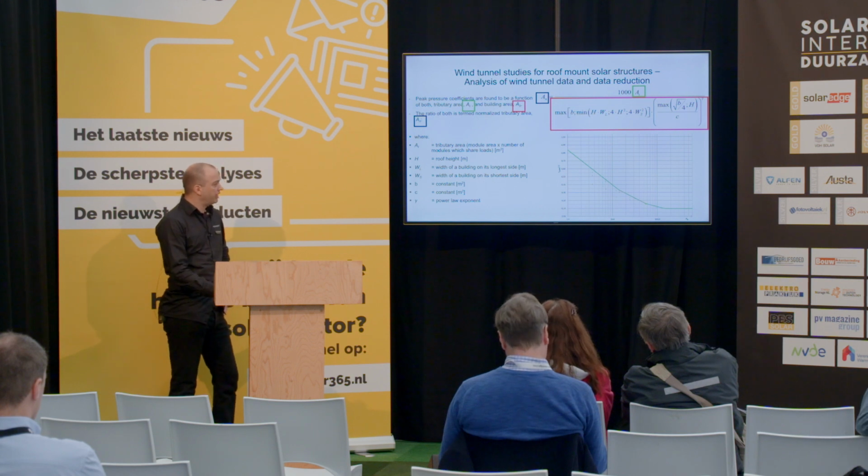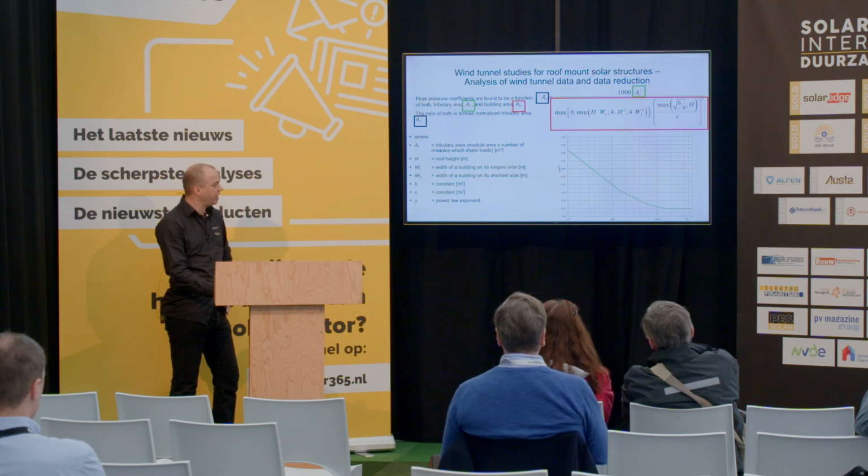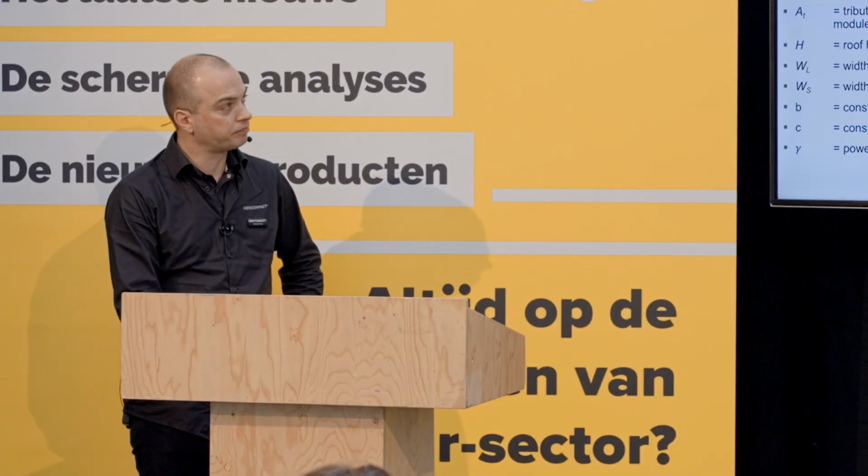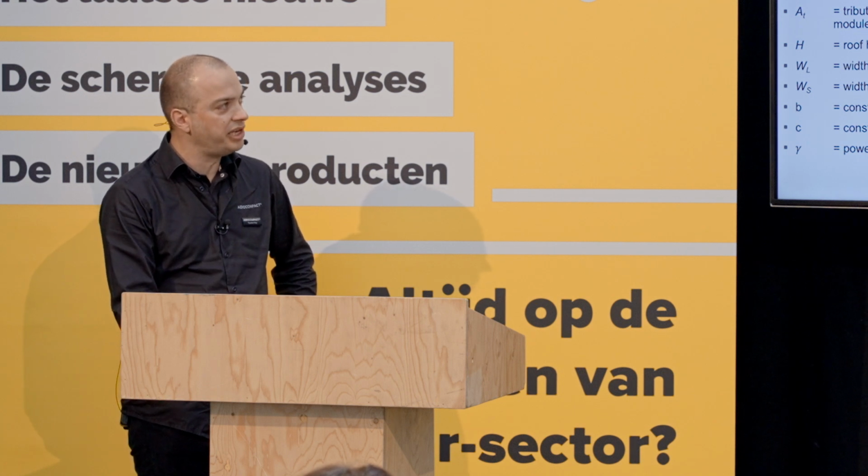Yeah, and this is actually a very important diagram on the right-hand top corner. You can see on the vertical axis pressure coefficients, and they are plotted against a parameter called AN, the normalized tributary area. It is non-dimensional. And on the right-hand top side, you can see the equation.